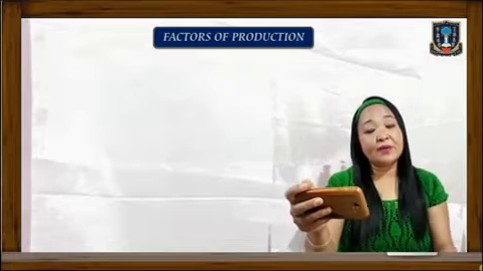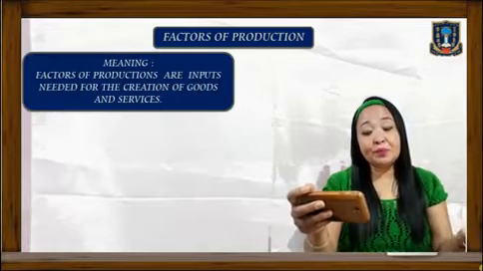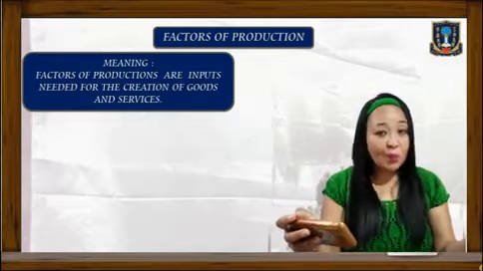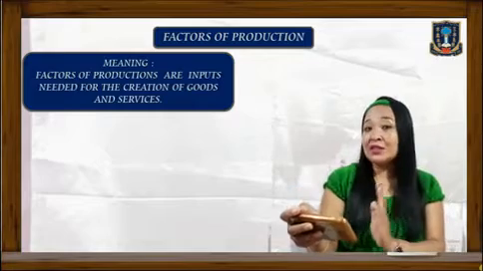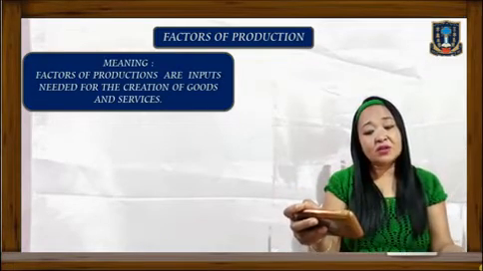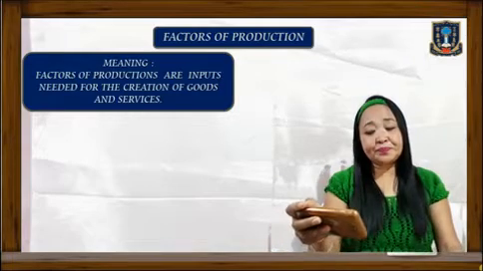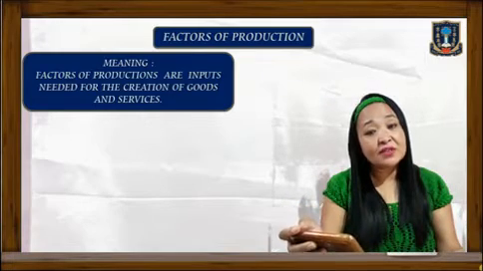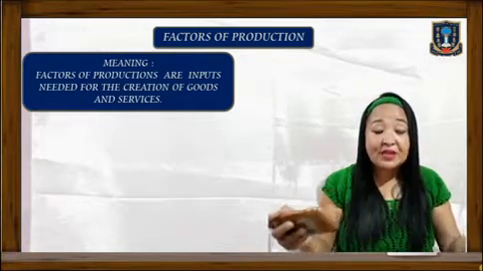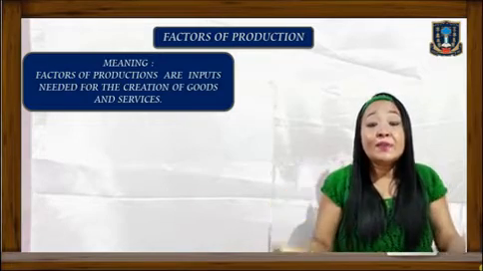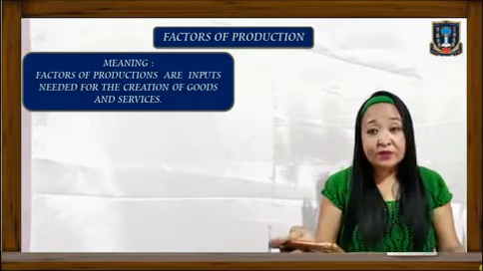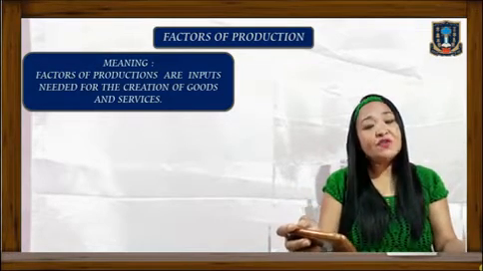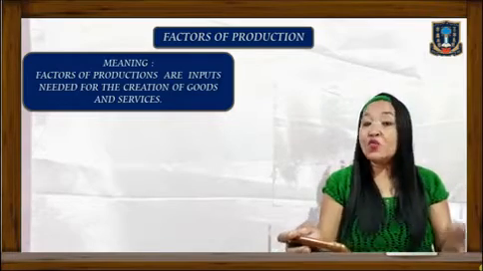Here, briefly, we are going to see the 4 factors of production. Now, before that, what do you mean by factors of production? Well, just before this, we saw production. Now we're going to talk about the various factors of production. Factors of production are various inputs that are needed for the creation of goods and services. So the factors of production are nothing but the various kinds of inputs that are needed to create goods and services.